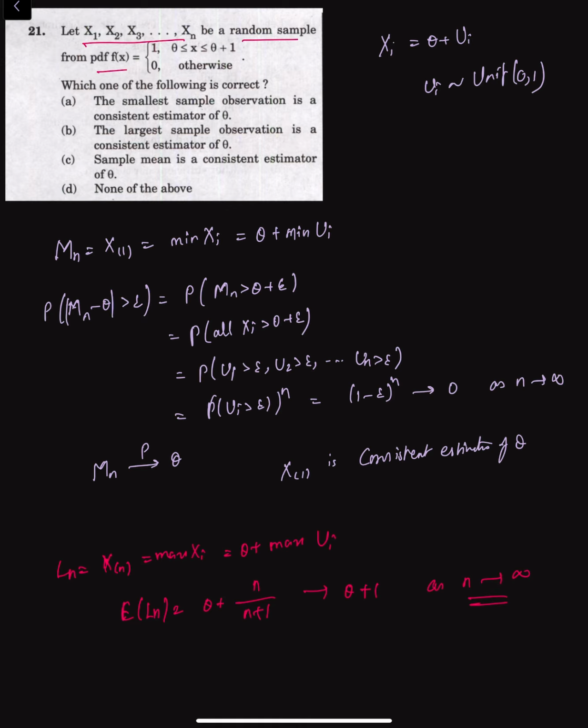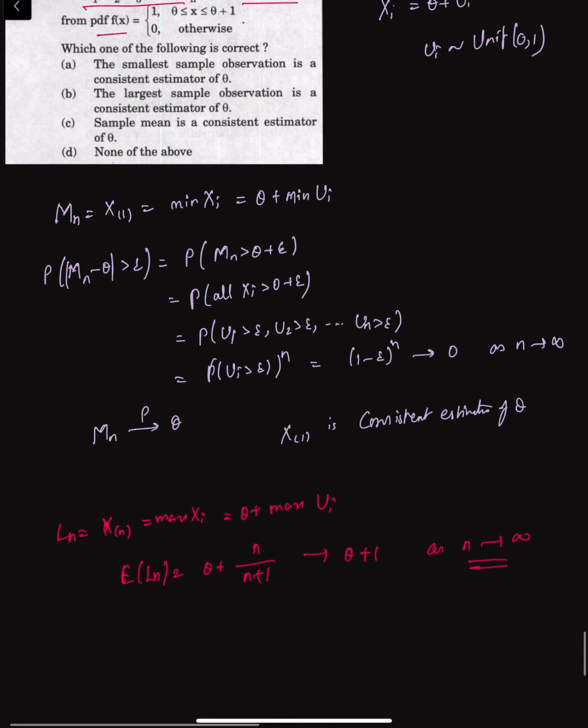Whereas if we consider the third statement, is the sample mean a consistent estimator? The sample mean is x bar, which in probability tends to expectation of x1, which is nothing but theta plus 1 by 2. So that means x bar converges to theta plus 1 by 2 and not theta. Therefore x bar is not consistent. Therefore the correct option is option A.